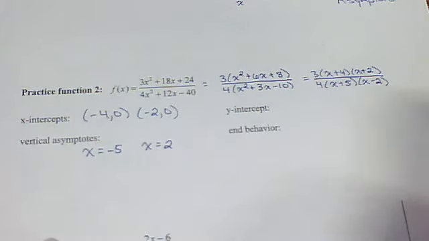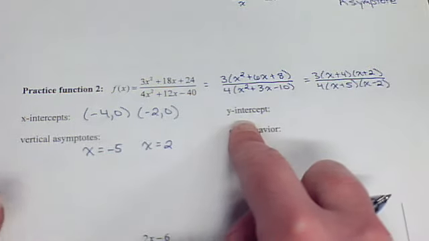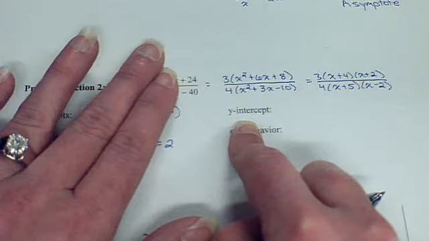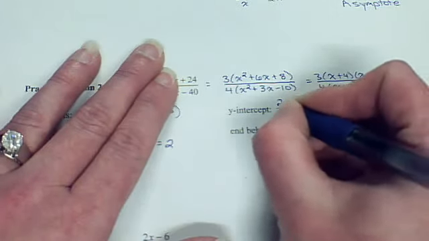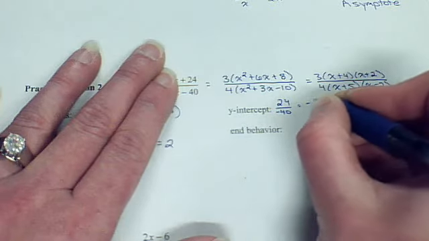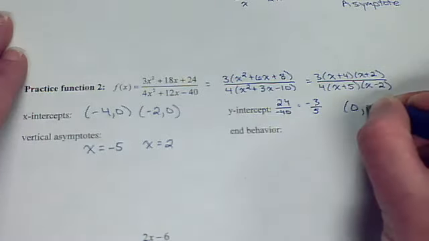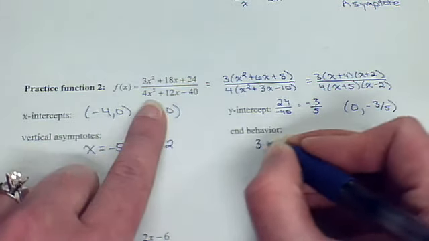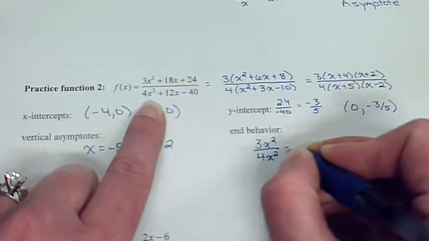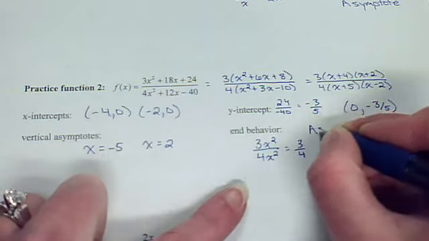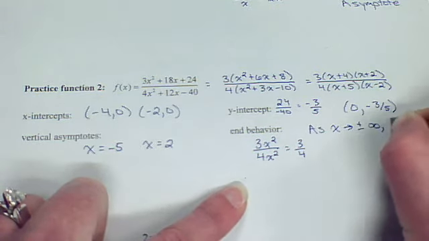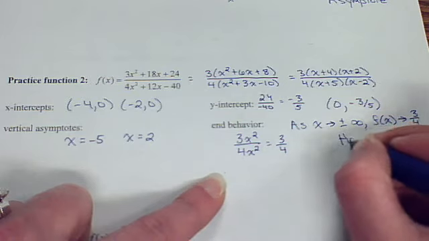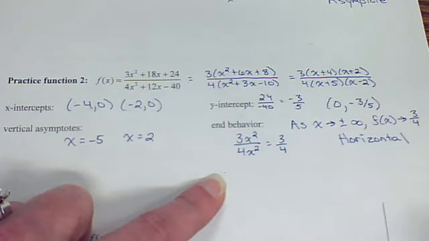Now, for the y-intercept, we're going to let x be 0. This one is actually easier to see in the original. These have x's, so those all go. I end up with 24. Let's see, 24 divided by negative 40. It's got an 8, so it's negative 3/5. So my y-intercept is 0, comma negative 3/5. End behavior is found by dividing the first terms. So I have 3x squared over 4x squared. That's just going to give me 3/4. So this one, as x goes to positive or negative infinity, f of x is just going to go to the number 3/4. In other words, we're just going to have a horizontal asymptote.